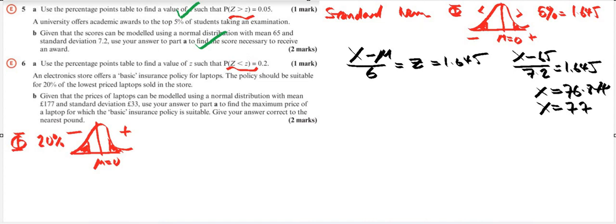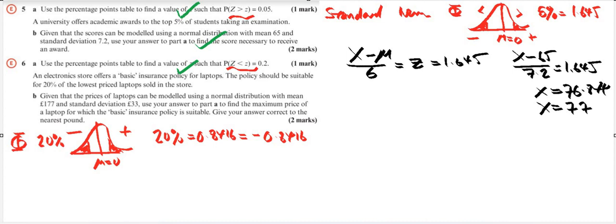We want z less than. So from our table, 20% equals 0.8416, but we want z less, so we want this side. So ours is minus 0.8416 because it's below the 50%, below mu. Mu is 0, right? So again, that's part A taken care of.